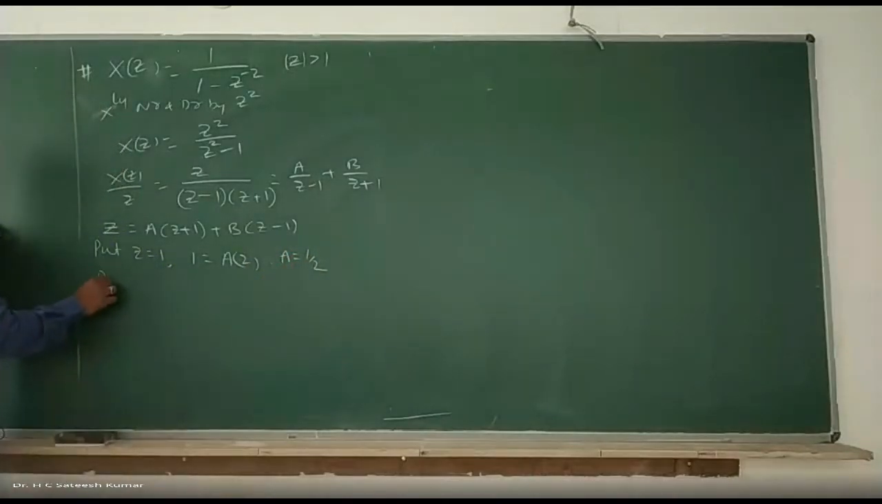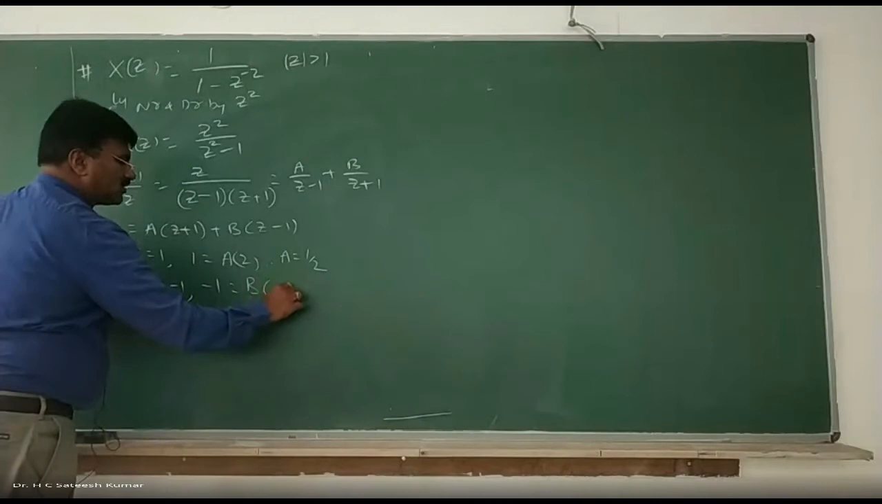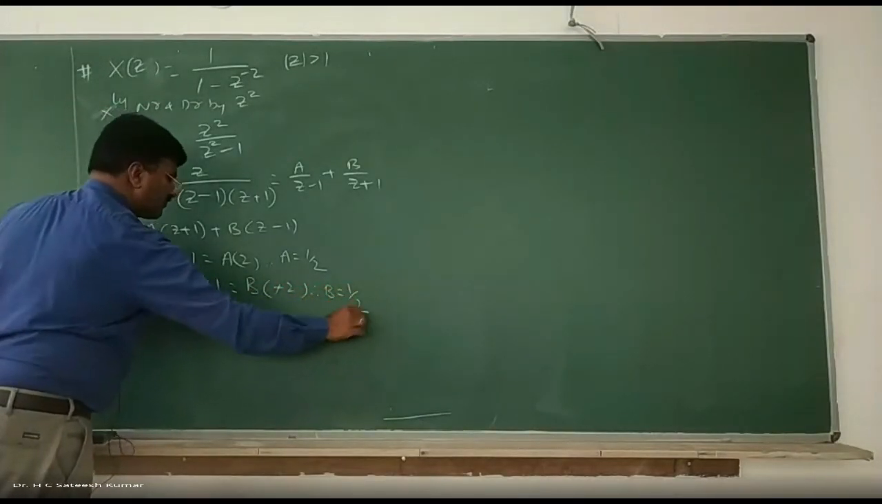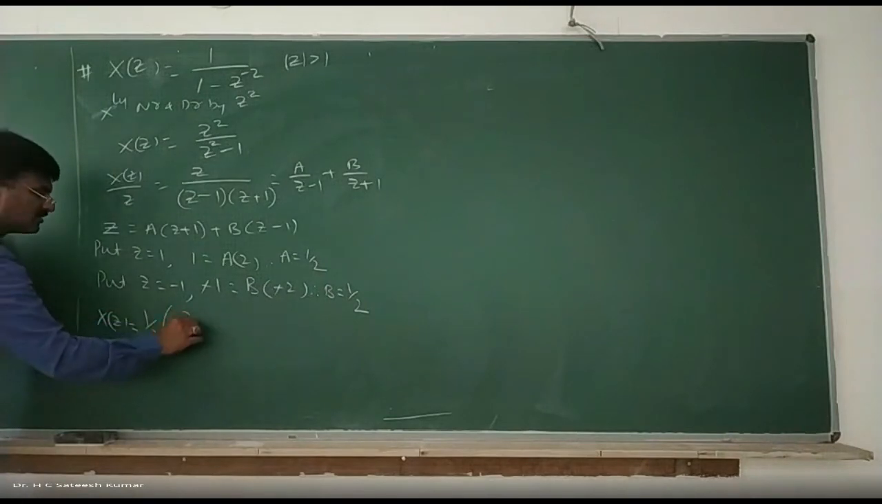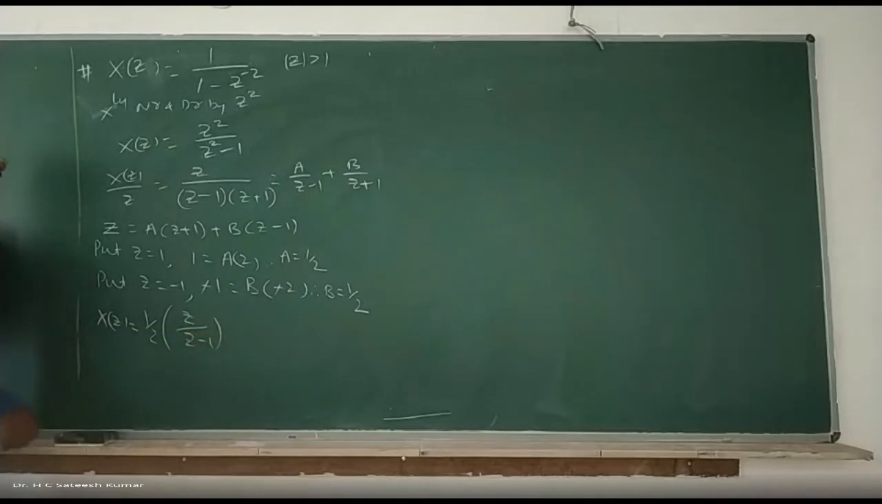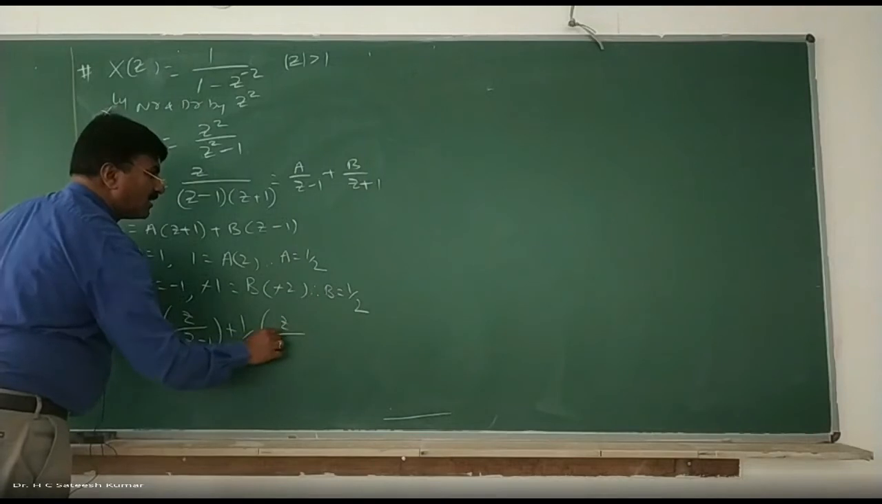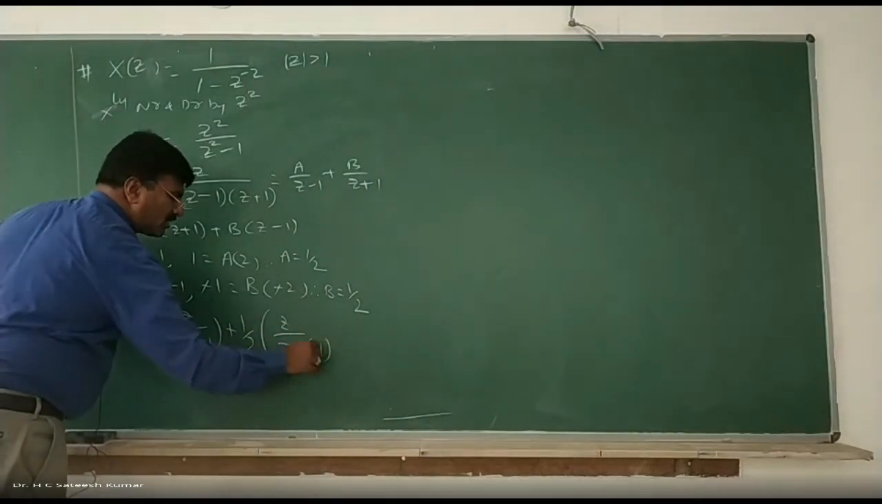Put z is equal to minus 1. Minus 1 is equal to b into minus 2. Minus minus gets cancelled. Therefore, b is equal to half. Then cross multiply this z and substitute the values of a and b. X of z is equal to what? Half into z divided by z minus 1 plus half into z divided by z plus 1. This is not a standard format, so z minus of minus 1, I'll write it.